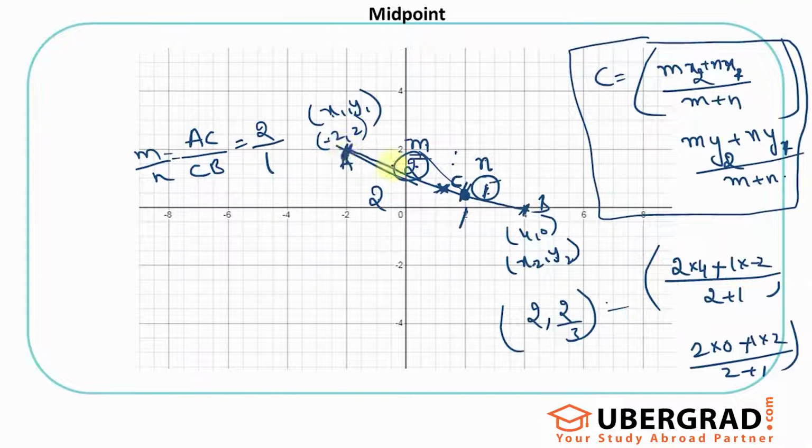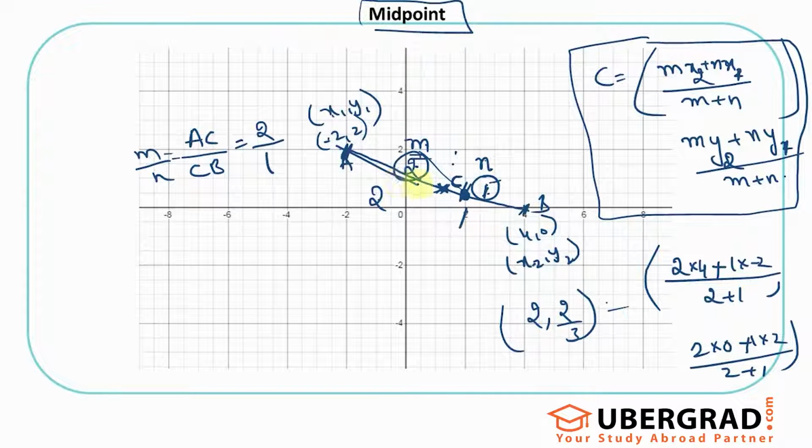A line joined by A and B with x1, y1, x2, y2 and cut by a third point C in M is to N ratio. I can find the coordinates of this third point C: mx2 plus nx1 by M plus N, my2 plus ny1 by M plus N. So the very simplified version of that is finding the midpoint.